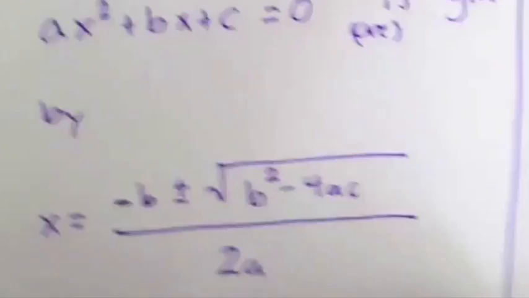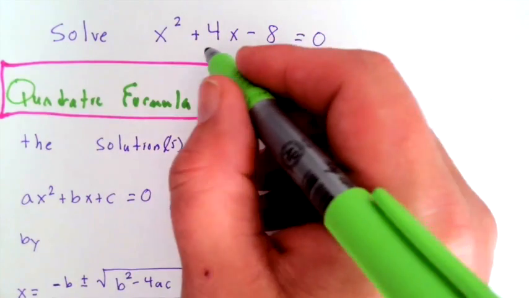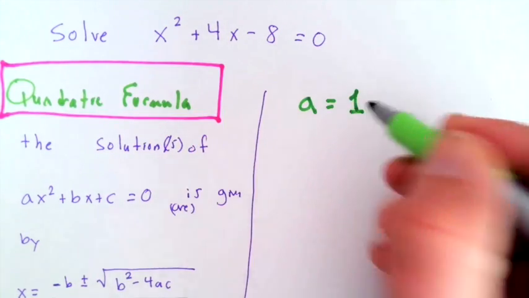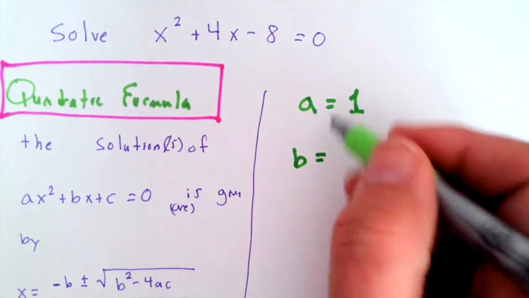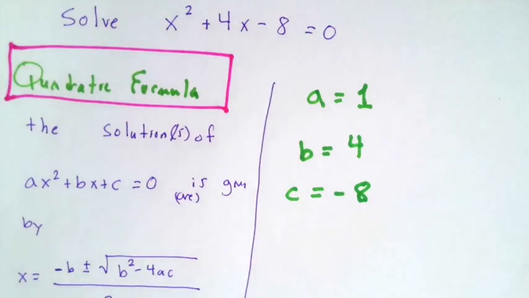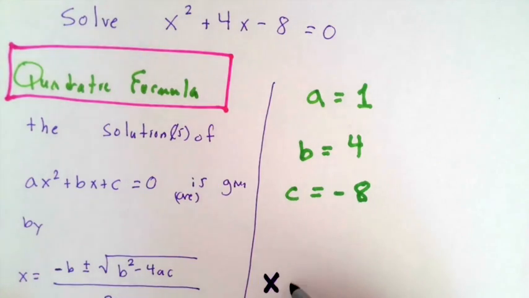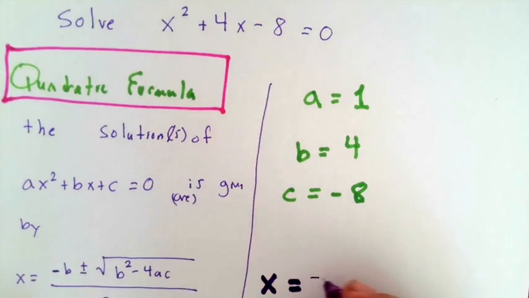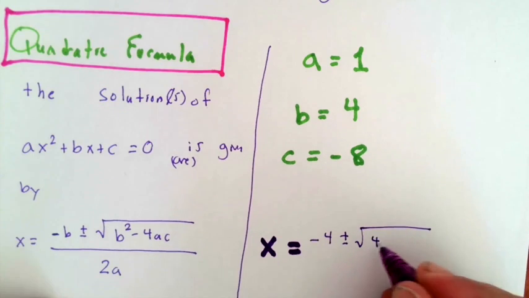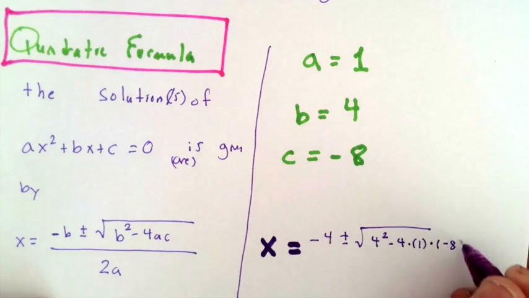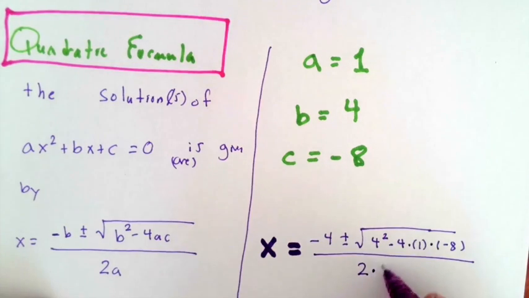And if we play the pattern matching game here, we're trying to solve 1 times x squared plus 4x minus 8. So for our particular instance, our values are a equals 1, b equals 4, and c equals -8. If we plug that into the quadratic formula pattern, we get x equals the opposite of 4 plus or minus the square root of 4 squared minus 4 times 1 times -8, all over 2 times 1.